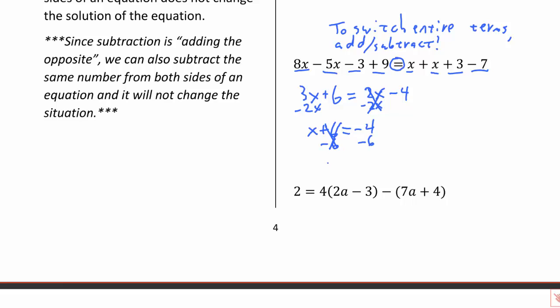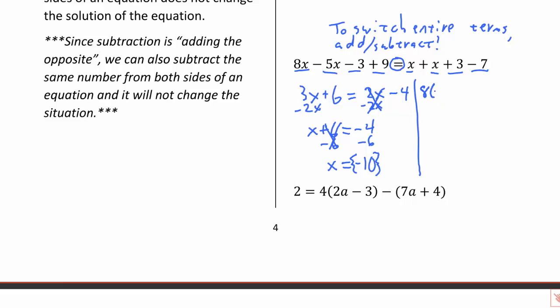So the 6 goes away there, and I'm left with x is equal to negative 4 minus 6. Same signs add, so that's 10. They're both negative, so keep it negative. That means that my solution set here is negative 10. But again, we need to check this just to make absolutely certain that this is true. That means I need to plug this negative 10 back into the original problem.